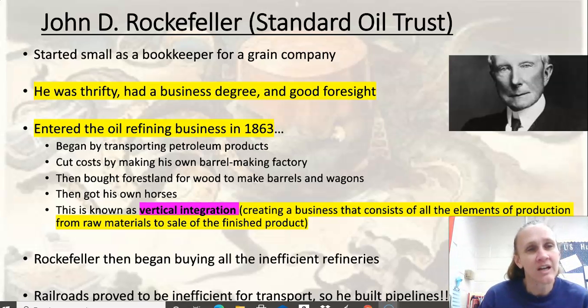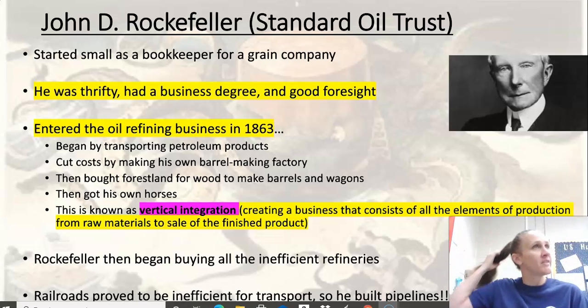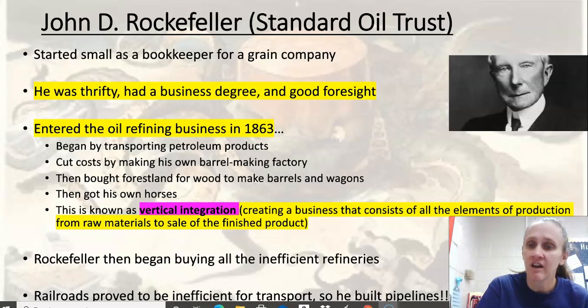And then he started to realize, I'm shipping my oil by wagon. Well, then I'm going to move to the railroads, and I'm going to ship it by railroad. And then he realized that's not very efficient or cost effective either. If I made pipelines, I'm not having to pay somebody else. I'll make my own pipelines, and I'll just push it through. I don't really need somebody operating a railroad. I just push it through the pipeline. So Rockefeller had really good business sense.